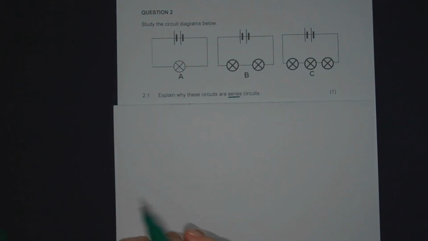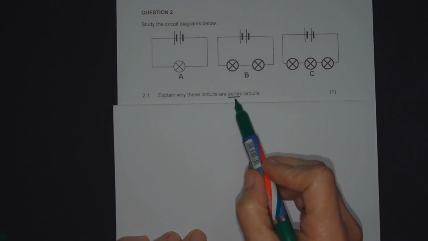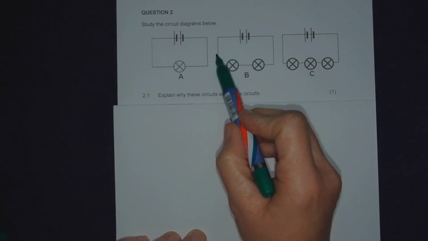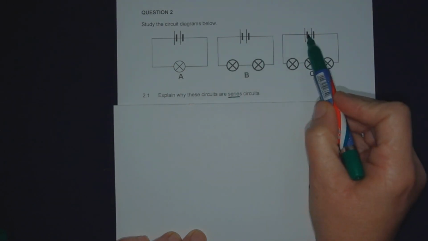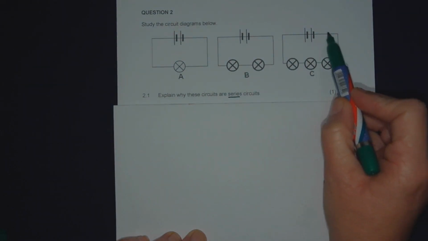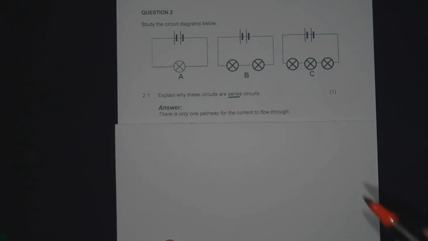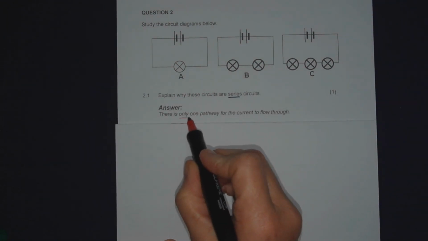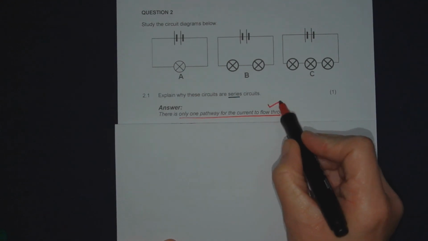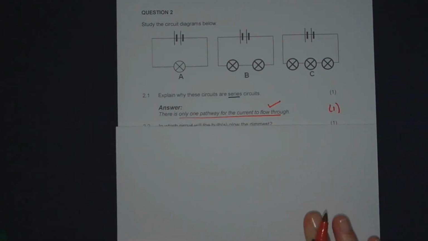You get either series or parallel circuits, and why are these series circuits? If you follow the flow of the current, you can see that in all the circuits there is only 1 pathway for the current to flow through. For 1 mark, there is only 1 pathway for the current to flow through, and that is your 1 mark.